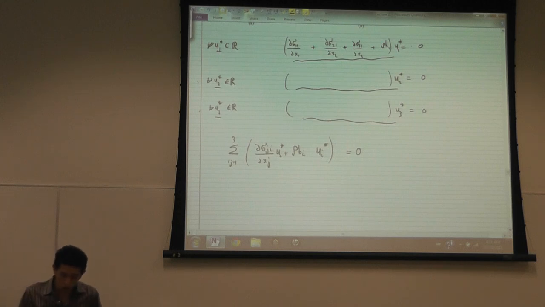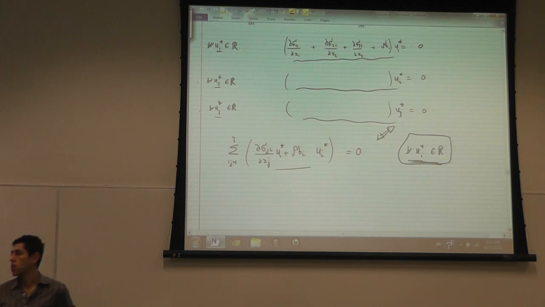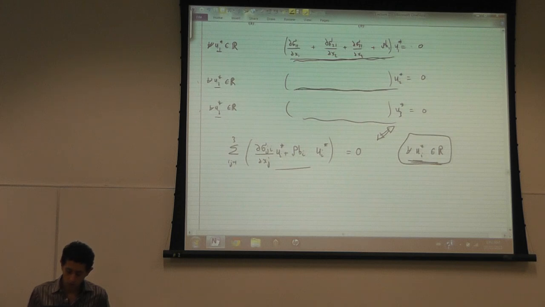So this one equation, because I said for every u star, it makes the two equations equivalent. If I don't say this, then this is not true. They're only equivalent because I say this is true for every u star. So this is equivalent to the equation: this is equal to 0, this is equal to 0, and the third equilibrium equation.